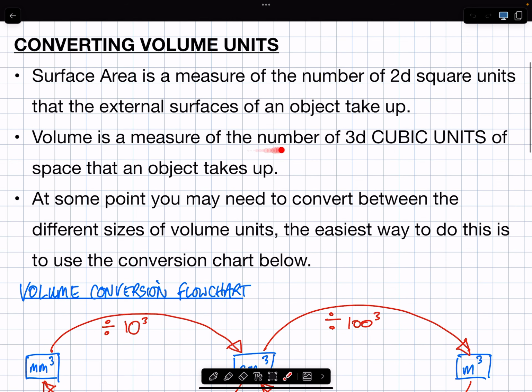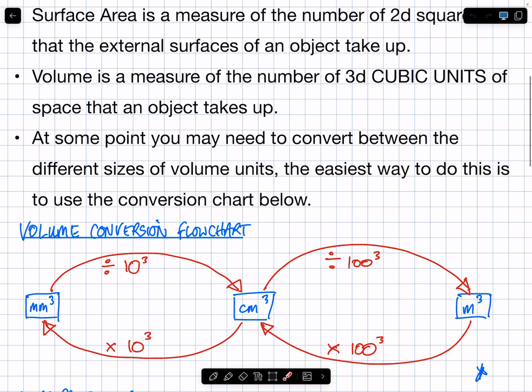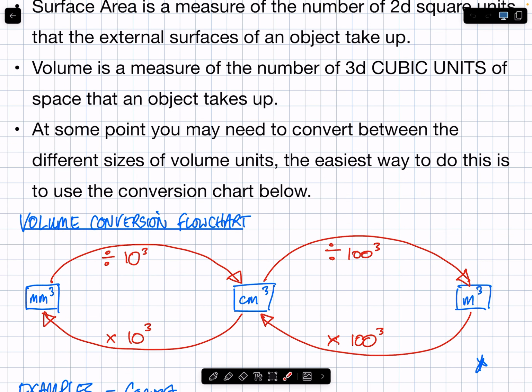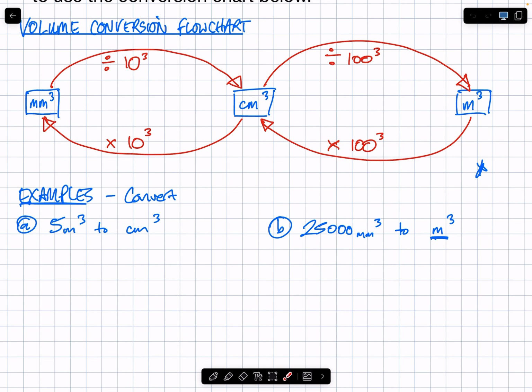Volume is a measure of the number of 3D cube units of space that an object takes up, whereas surface area was 2D squares. At some point, you might need to convert between different sizes of volume units. The easiest way to do this is to use the flow chart. So, I'll give you time to copy this down.